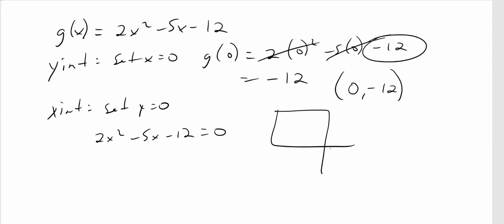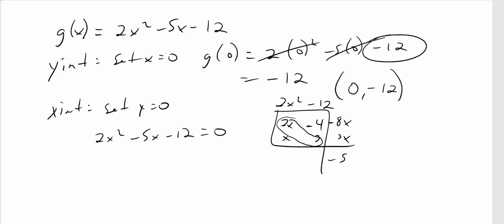Okay, again, I'm going to use a factor box. 2x squared, negative 12. You're going to use something different, probably. So you get 2x and x, and you want to try different combinations here. It's going to be a 4 and a 3, I believe, because that's going to give me 8x and then 3x. It's negative 5x, so this has to be negative here, so negative 8x.